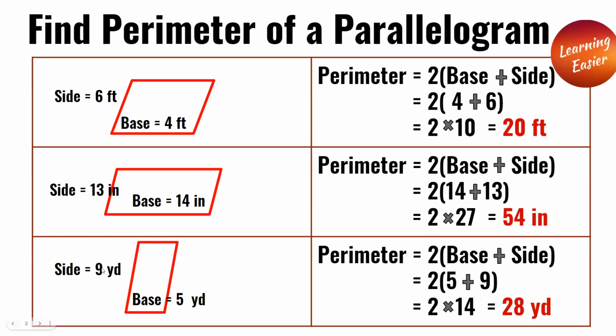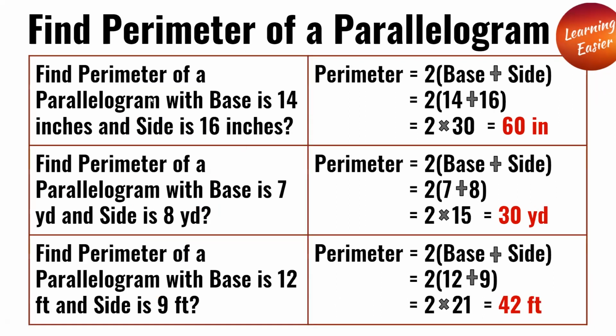In the third parallelogram, the side is 9 yards and the base is 5 yards. 2 times 5 plus 9. 5 plus 9 is 14. 2 times 14 is 28 yards. 28 yards is the perimeter of this parallelogram.